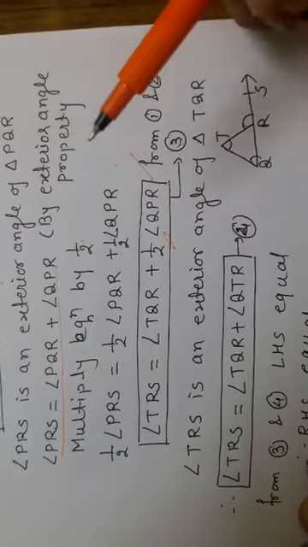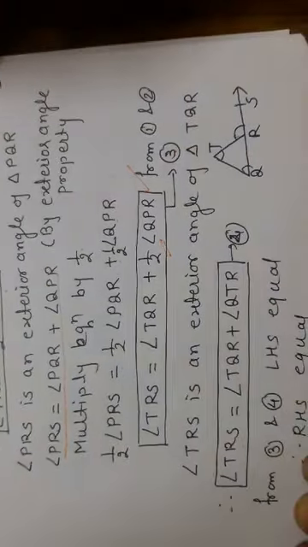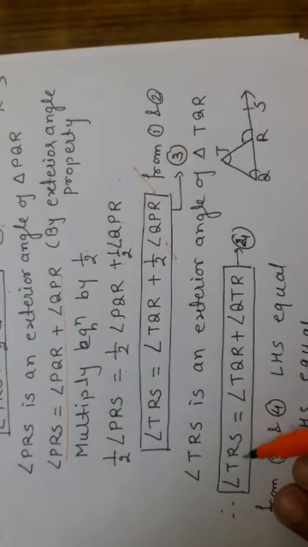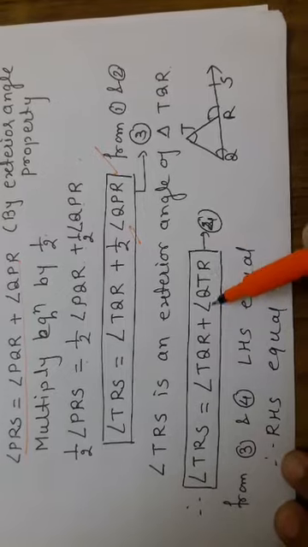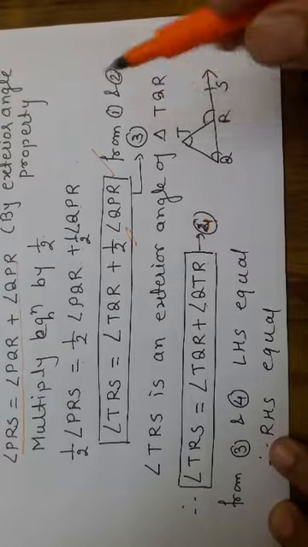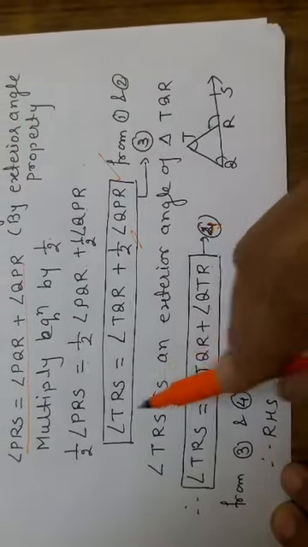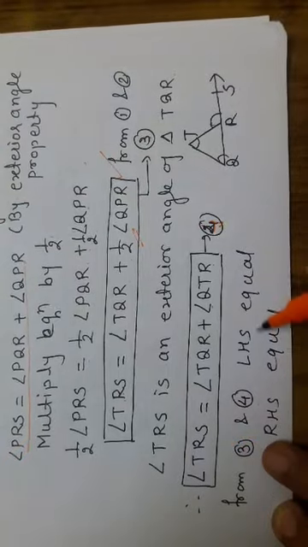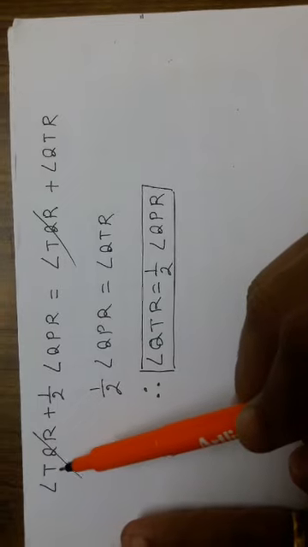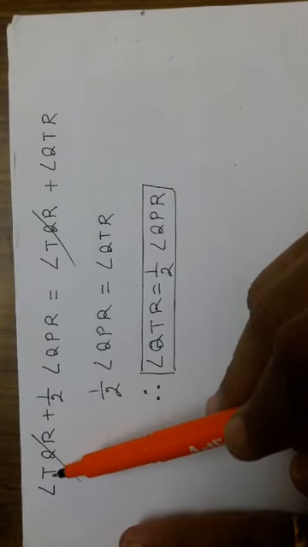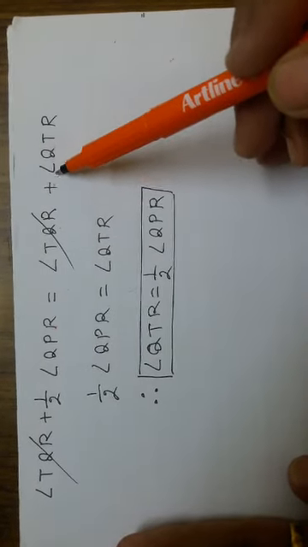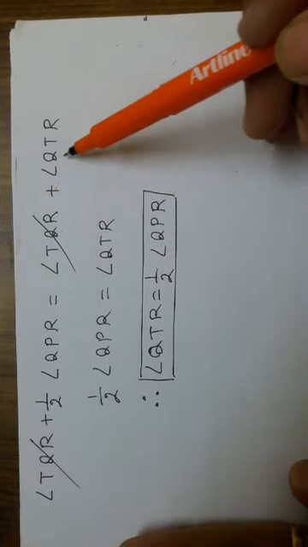Now in the figure also you can find TRS. TRS is the exterior angle of the triangle TQR. Therefore TRS is equal to TQR plus angle QTR. We will call this equation 4. From 3 and 4, the left hand side TRS is equal, therefore the right hand side will be equal. So TQR plus half of angle QPR is equal to angle TQR plus angle QTR.